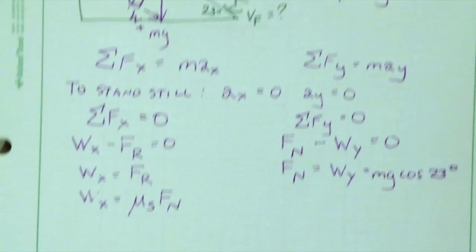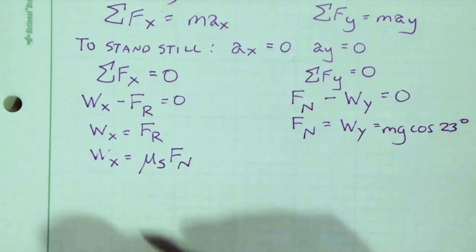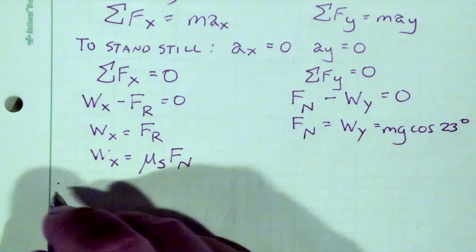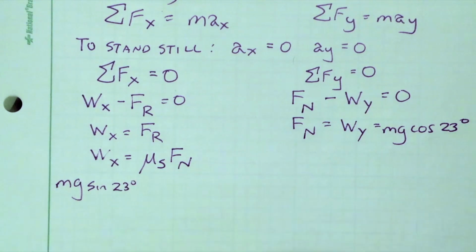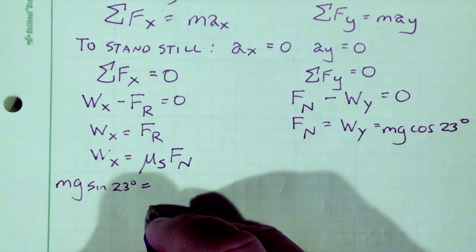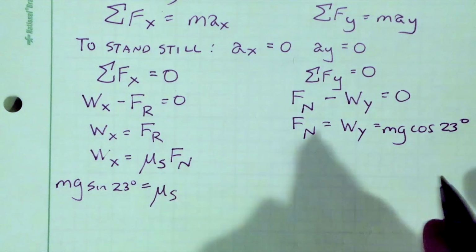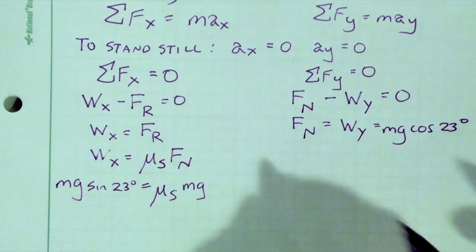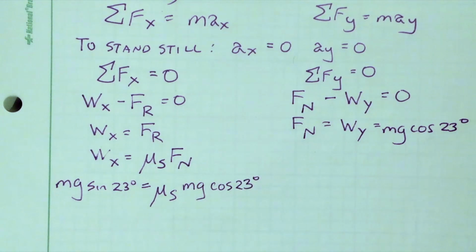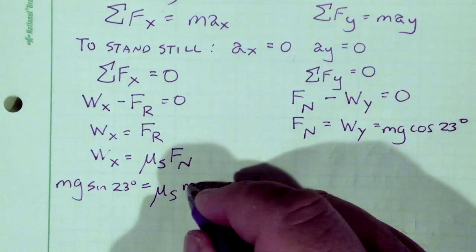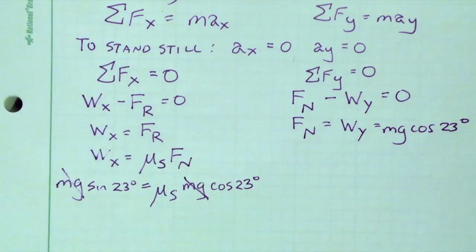With that in hand, we now swing over to here. The formula for Wx is mg sine 23 degrees. And the formula for the normal force is going to be mg cosine 23 degrees. And this is why I always encourage you to do algebra before you do arithmetic, because you can see that a wonderful thing happens, that mg cancels.